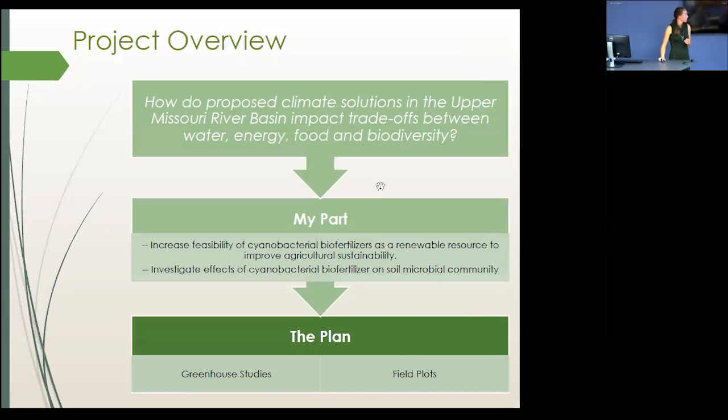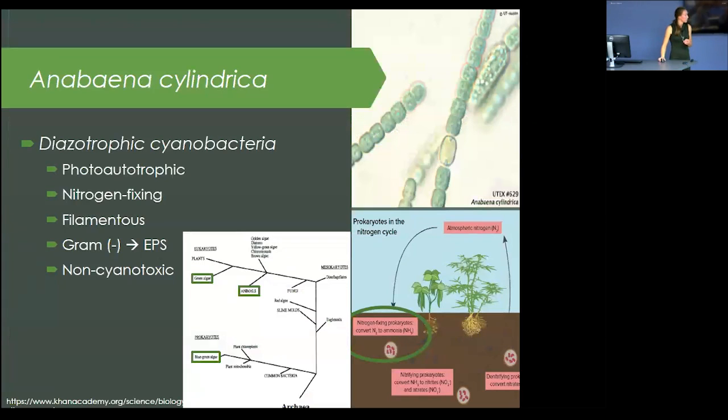So just so we are all on the same page of what we're working with, I don't know how much everyone knows about cyanobacteria. The organism that we'll be working with is Anabaena cylindrica, which is a diazotrophic cyanobacteria, meaning that it can fix nitrogen from the atmosphere. As you can see in this figure here, it can fix atmospheric nitrogen to plant-usable ammonia. And it's also a photoautotrophic organism, meaning that it carries out photosynthesis, so there's a little bit of carbon capture there. It's also a filamentous strain of cyanobacteria, so it has been shown to have some soil structure benefits as well.